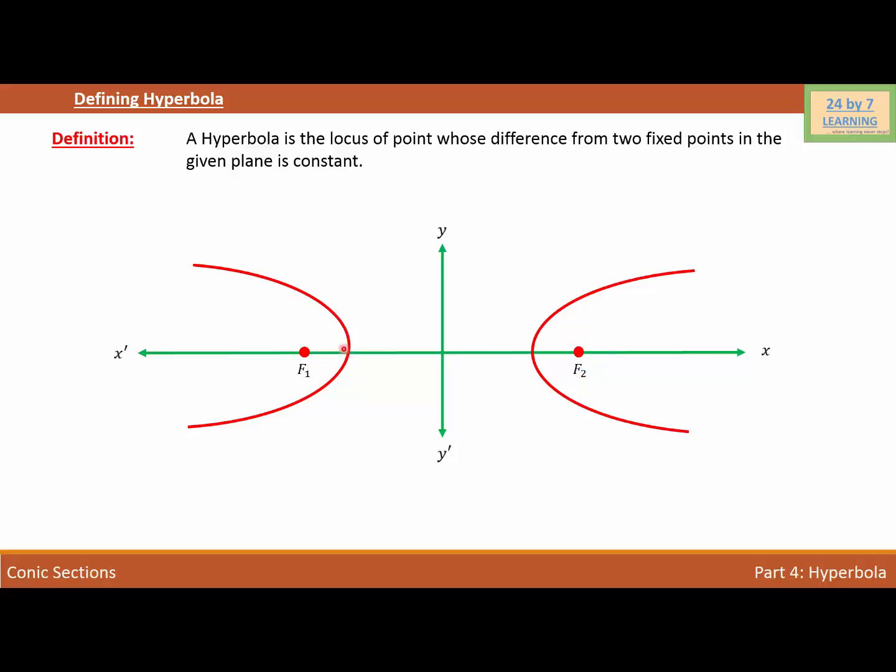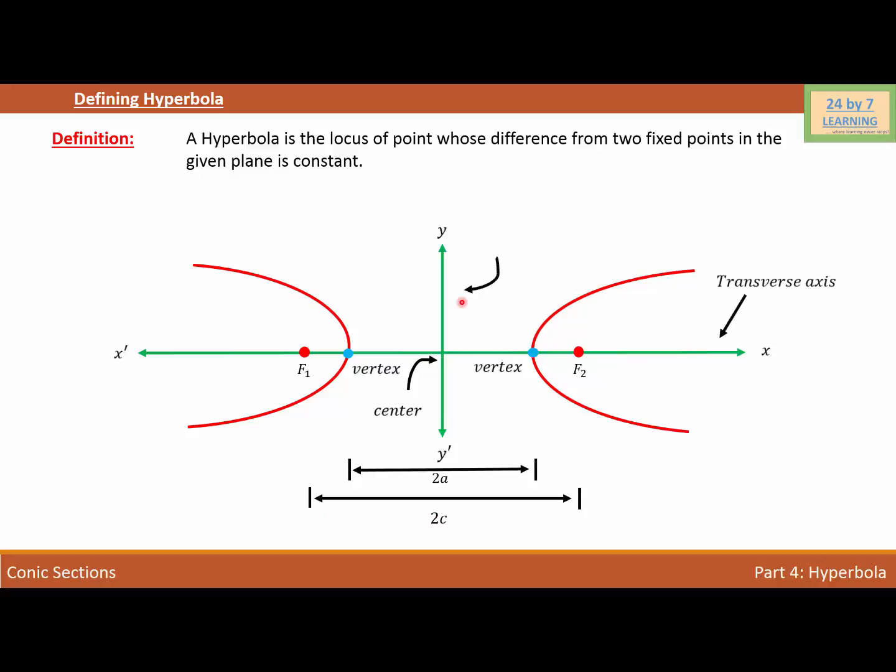Now the point of intersection of the hyperbola and the x-axis is this point, which is basically the vertex. In the same way, this point is also a vertex of the hyperbola. And the point of intersection of the x-axis and y-axis is this point, which is basically the center. Now, if we find the distance between the two vertices, the length will be 2a. And if we find the distance between the first focus and the second focus, the distance will be 2c, which is over here. The x-axis for the hyperbola is known as the transverse axis and the y-axis is known as the conjugate axis.